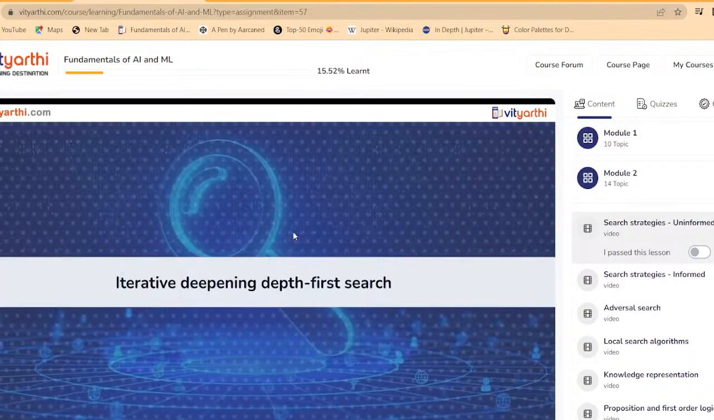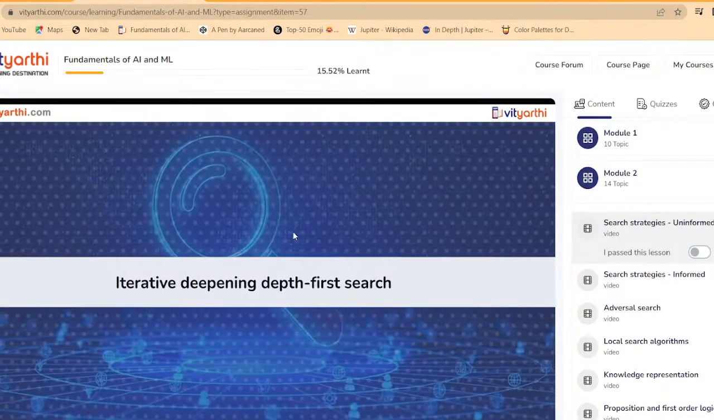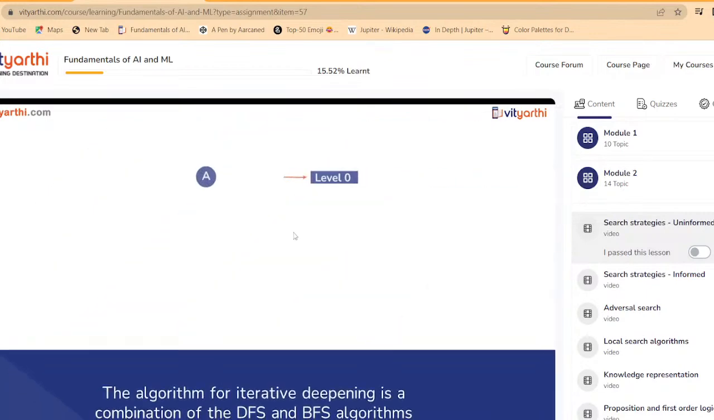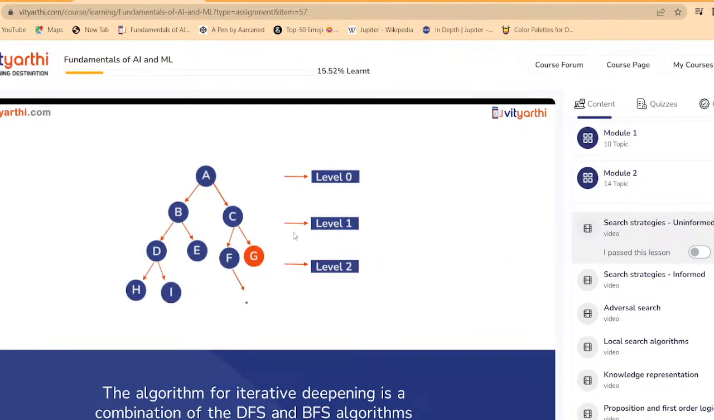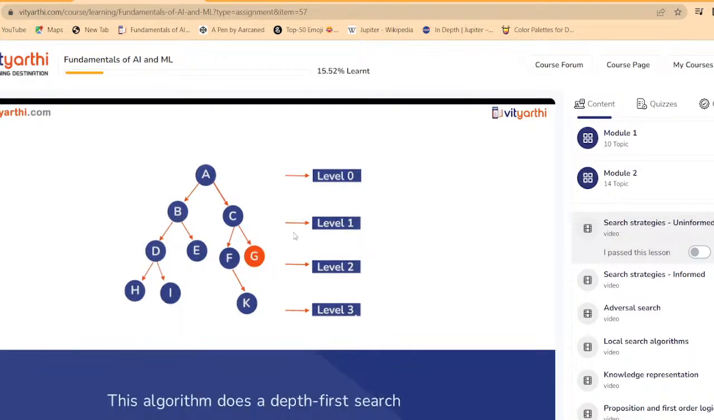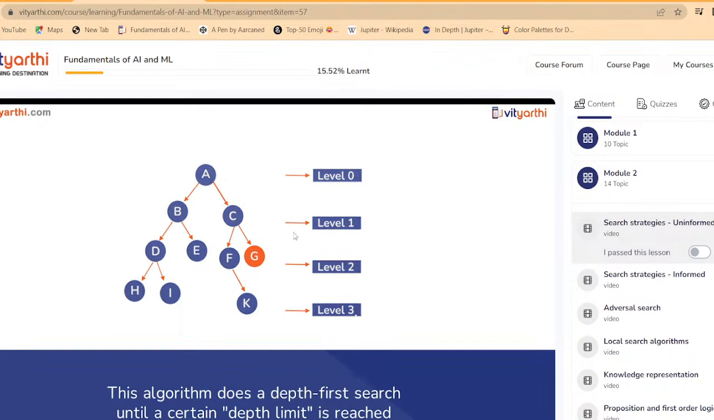The next algorithm is the iterative deepening depth first search algorithm. The algorithm for iterative deepening is a combination of both DFS and BFS algorithms. This search algorithm figures out the best depth limit by slowly raising it until it reaches the desired path. This algorithm does a depth first search until a certain limit is reached. After each iteration, the depth limit is increased until the target node is found.